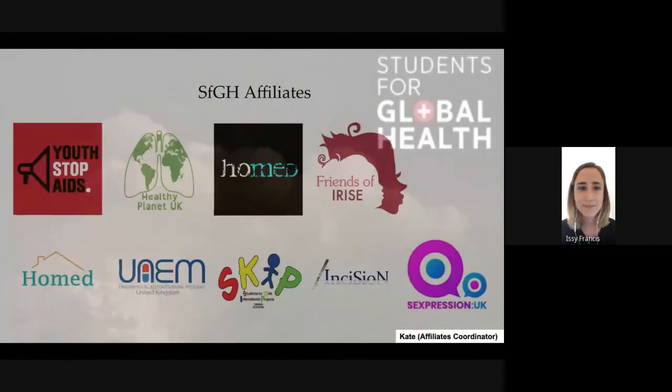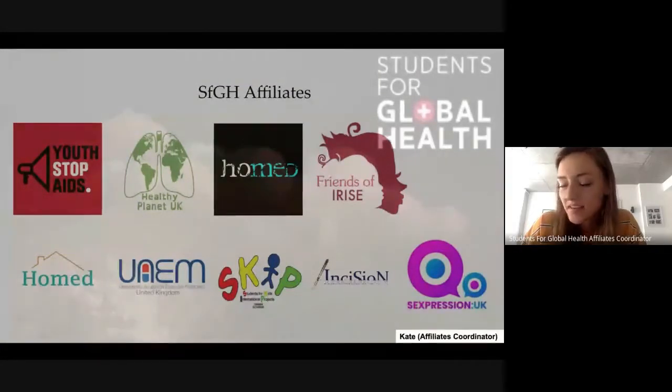Hi everyone, I'm Kate, I'm the affiliates coordinator. I just wanted to take 2 minutes to introduce to you who the affiliates are. So as you can see, these are our 9 affiliates that we have at SfGH. They're all independent organisations that focus on specific global health inequalities. So whereas at SfGH, we look at multiple global health issues, they each try and tackle independent inequalities. They range in different sizes. Some are very small, others like UAM or SfGH are large organisations that have branches all over the country like us.